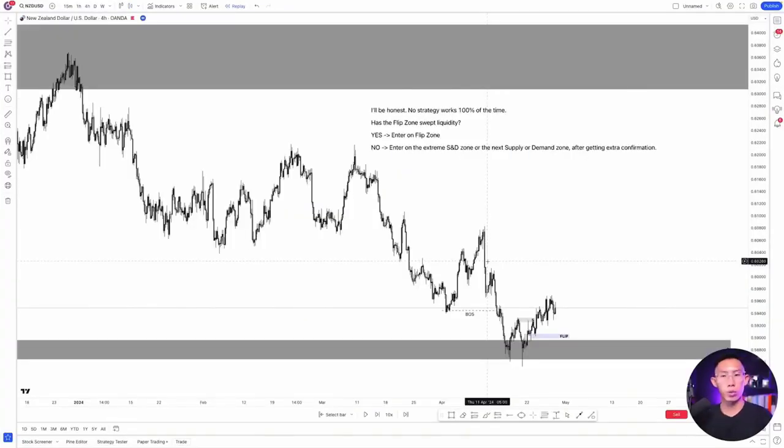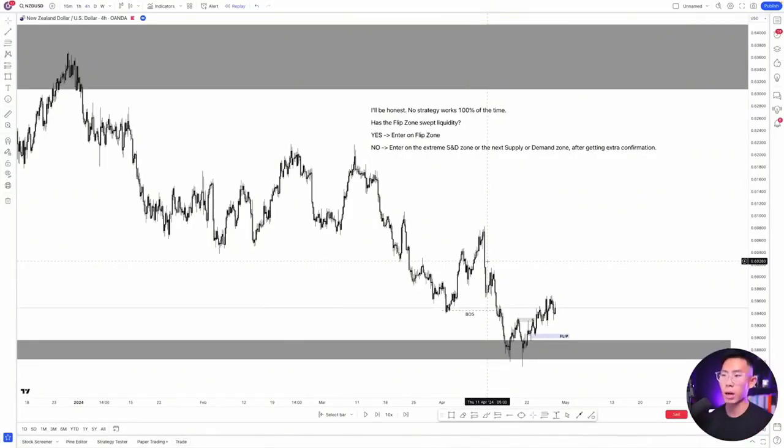Now, I'll be very honest with you. Even though this is a high win rate trading strategy, the truth is no strategy works 100% of the time, right? This strategy will not work all the time. Sometimes price will just not respect the flip zone. It will go to the extreme zone and then go. Or it might not even touch the flip zone and then go, right?